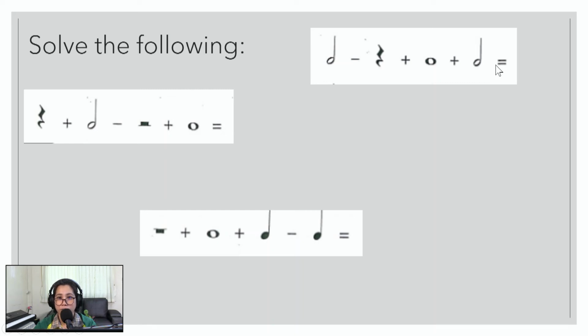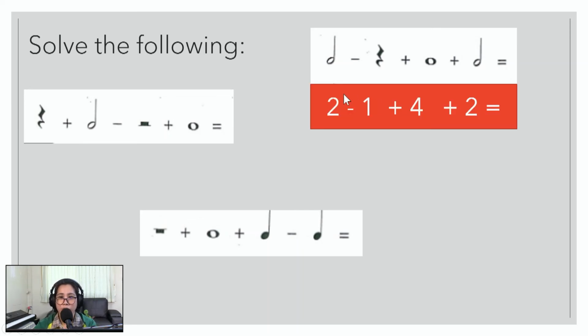Okay, let's verbalize it. 2 minus 1 plus 4 plus 2 is equal to... 2 minus 1 is equal to 1, plus 4 is 5, plus 2 is equal to, what's your answer? The answer is 7.